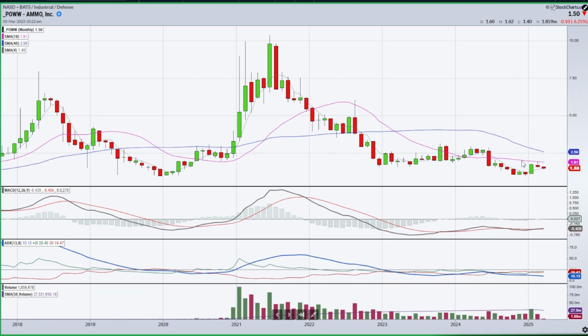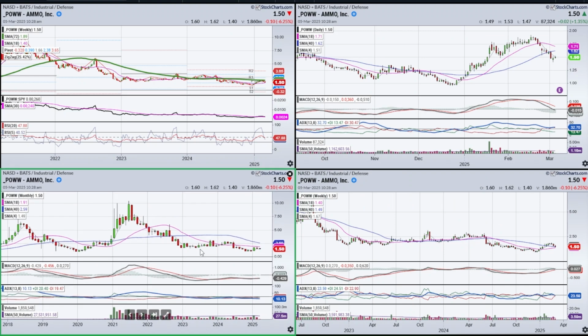We were below the 18-month. We've rallied up and we're below the 18-month. So I don't know that I would be all that interested in playing this below that. I know we're pulling back on the weekly chart, and yes, maybe this is setting up as a trade.